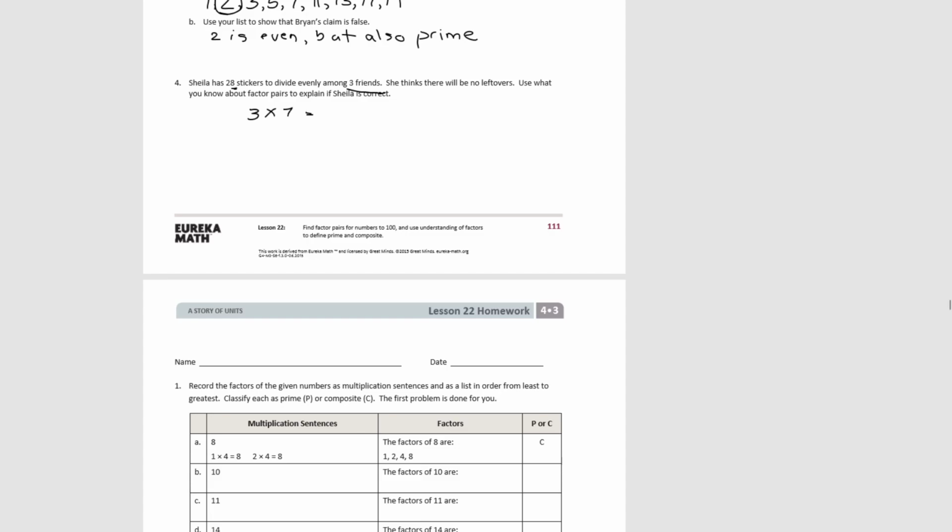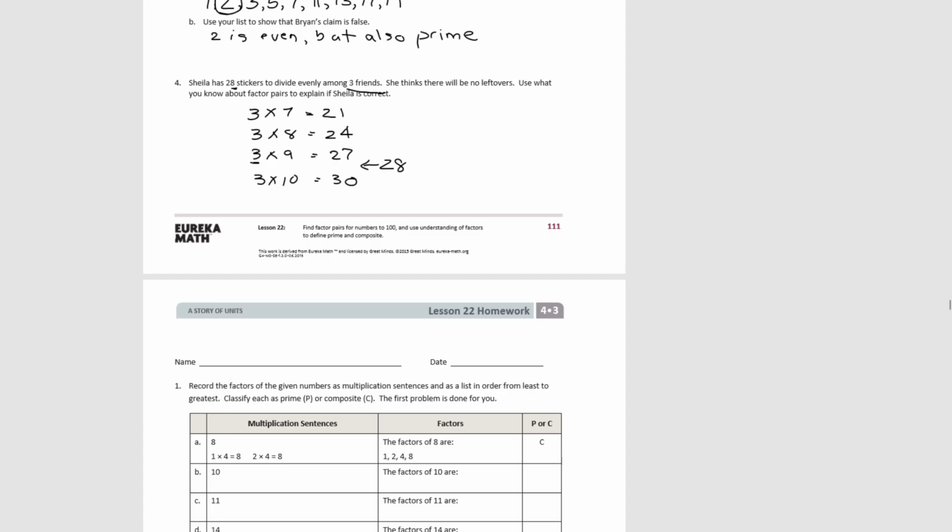3 times 7 is 21, so we can go a little higher. 3 times 8 is 24. We still haven't made it to 28 yet. 3 times 9 is 27. We're almost there. 3 times 10 is 30. So 28 would fall in here somewhere. But so there's no number that we multiply by 3 to get 28.